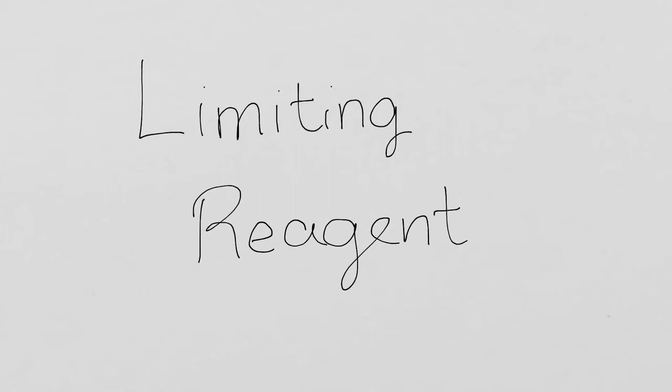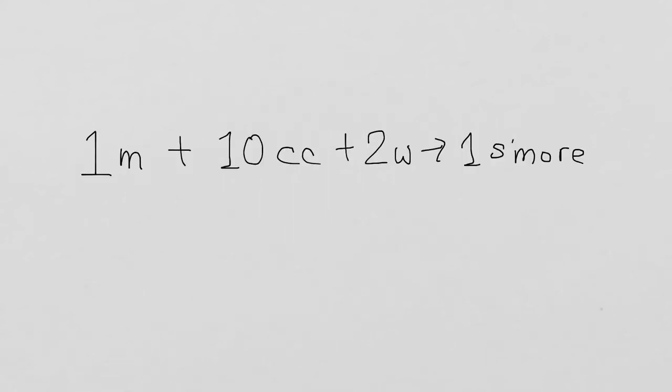In this video, we're going to talk about limiting reagents. We did a lab in class where we were looking at making s'mores, and the recipe for it is to make one s'more using 2 wafers, 10 chocolate chips, and 1 marshmallow. So this becomes a balanced chemical equation.